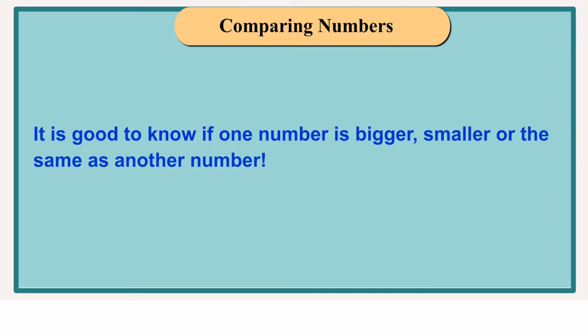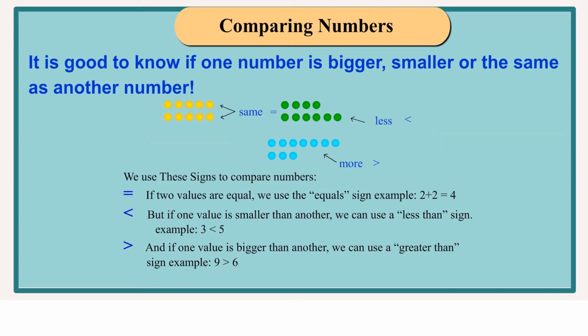Comparing numbers. It is good to know if one number is bigger, smaller, or the same as another number. We use these signs to compare numbers. If two values are equal, we use the equal sign. Example, 2 plus 2 is equal to 4. But if one value is smaller than the other, we can use a less than sign. Example, 3 is less than 5. And if one value is bigger than another, we use a greater than sign. Example, 9 is greater than 6.